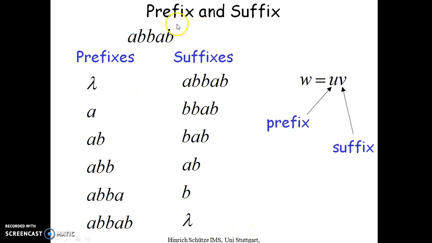Here we also have the concept of prefix and suffix. If I take the complete string as the suffix, then its prefix is lambda. If I take the first letter A, the rest will be the suffix. Next, if I take the first 2 letters, the balance 3 letters will be the suffix, and if I take the first 3 letters, the balance 2 will be the suffix, and it will go on like this.